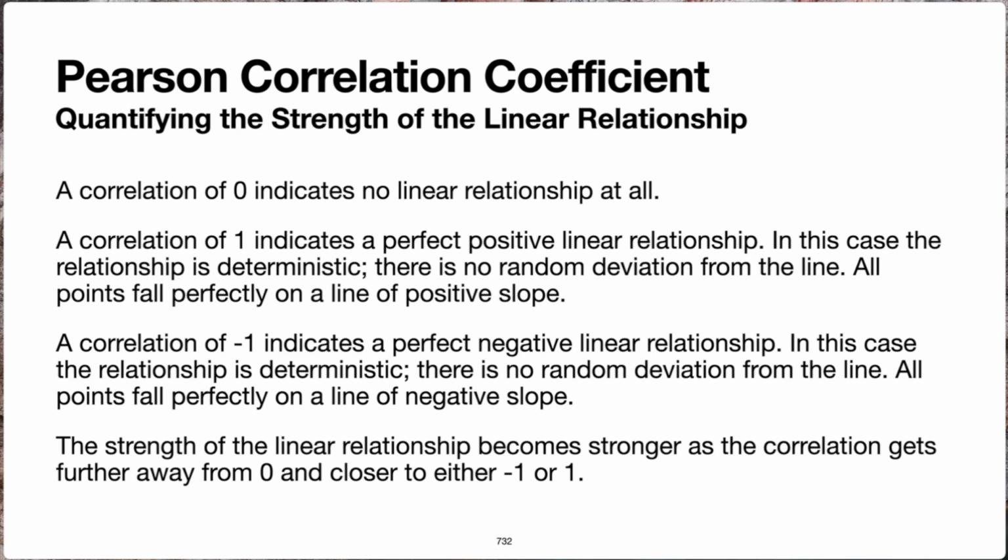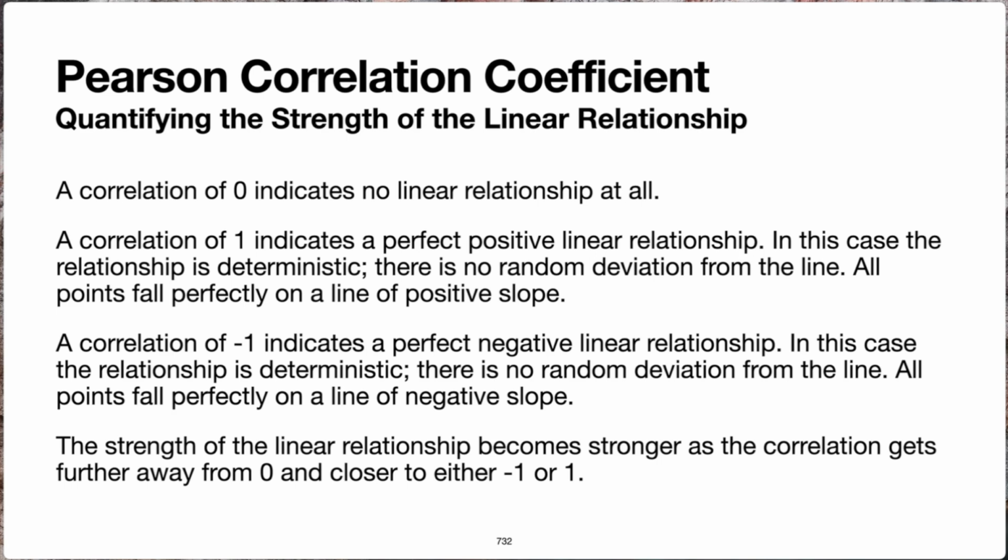Now let's talk about quantifying the strength of the linear relationship. A Pearson correlation of 0 indicates no linear relationship at all. That doesn't mean that there's no relationship at all. It means that there's no linear relationship. That's one thing we need to keep in mind when we think about the Pearson correlation: it is measuring a very specific type of relationship, a linear relationship. So a correlation of 0 indicates that there's no linear relationship at all.